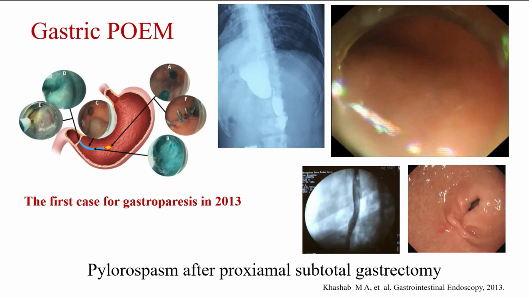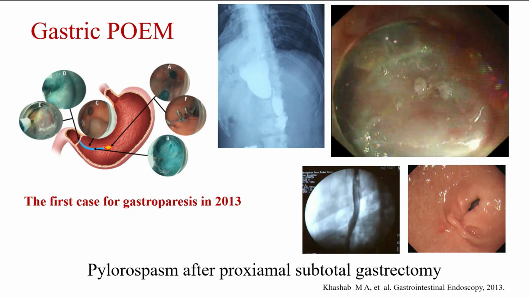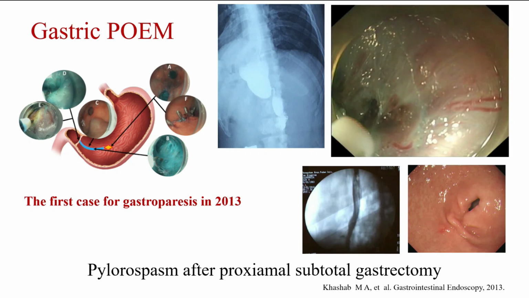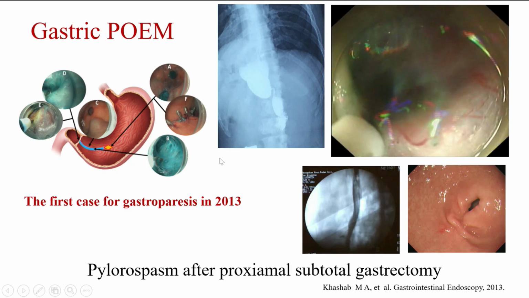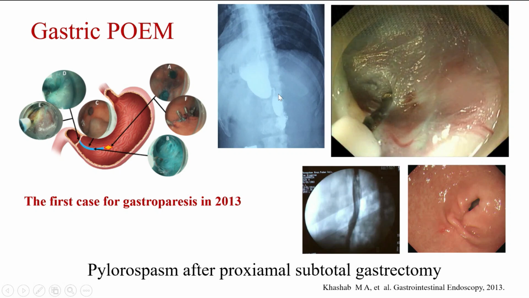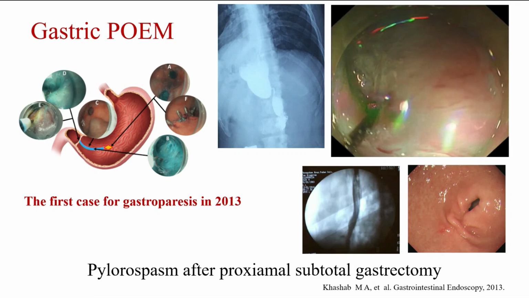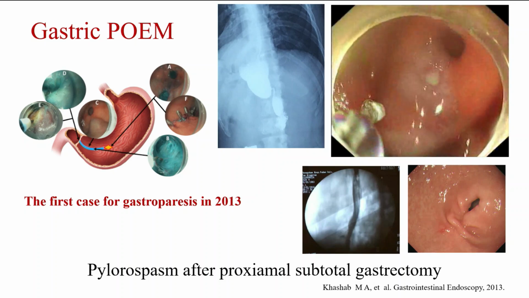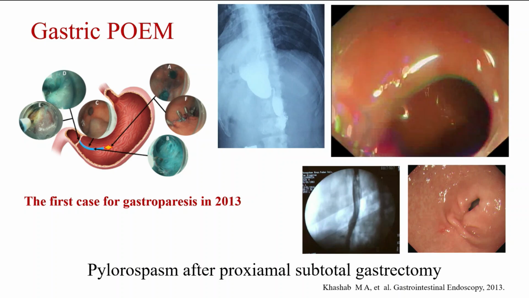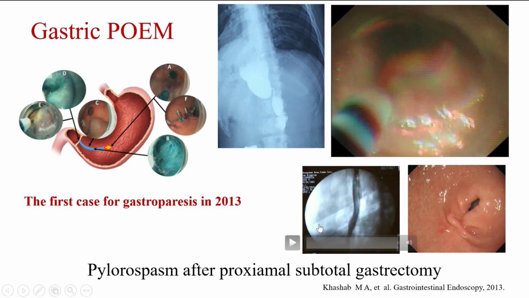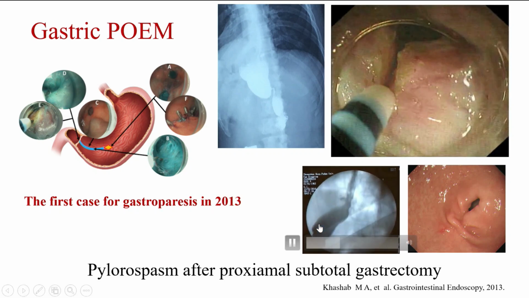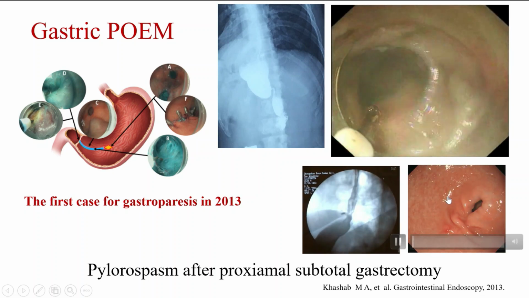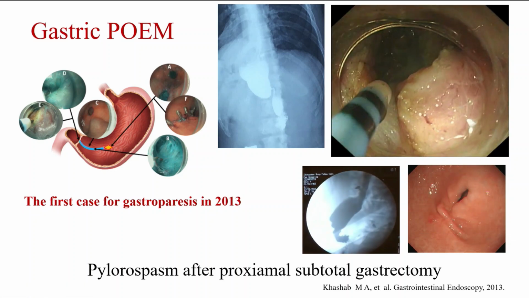So we performed G-POEM for a patient after proximal subtotal gastrectomy. From the barium swallow, we can find the pylorus was very strictured. We just make a short tunnel in the pylorus or in the antrum. Then within the short tunnel, we can cut the muscle around the pylorus. One month later, when we rechecked the patient, we can find the contrast can pass through the pylorus very smoothly, and the scope can even pass the pylorus into the duodenum.